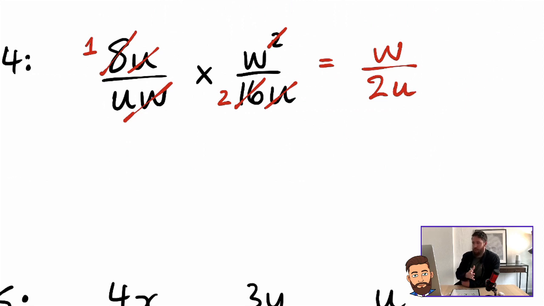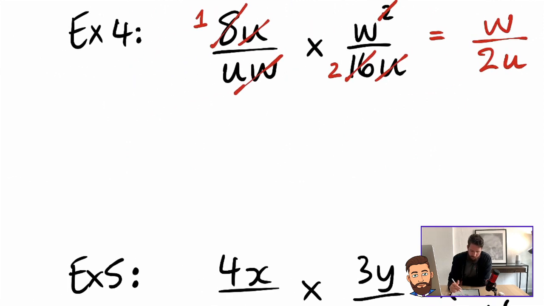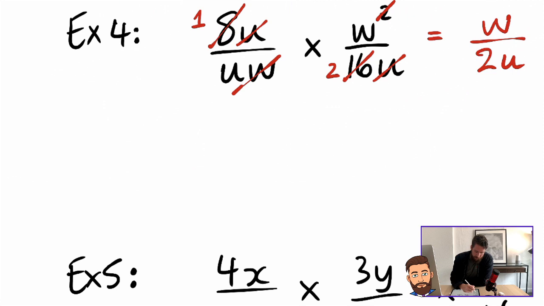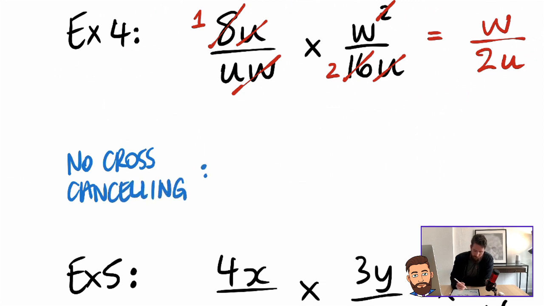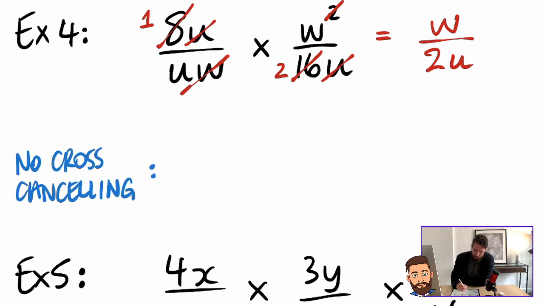So as you can see, cross-cancelling is a way to get to the completely simplified answer in almost one step. Again, just for your notes, let's look at if we didn't cross-cancel. You don't have to do both methods, obviously. You pick one and you just use it. What would that look like? It would say 8u times by w squared over uw and 16u.